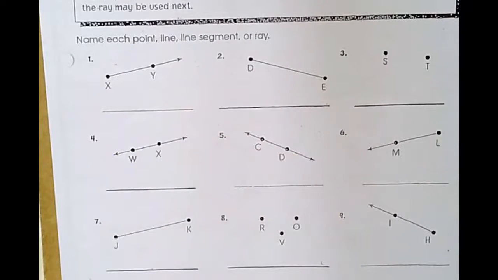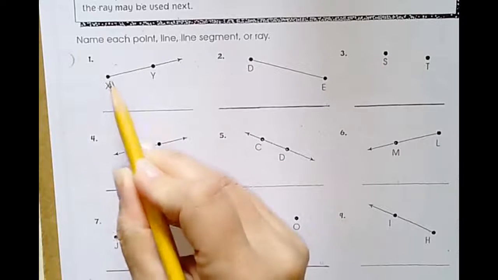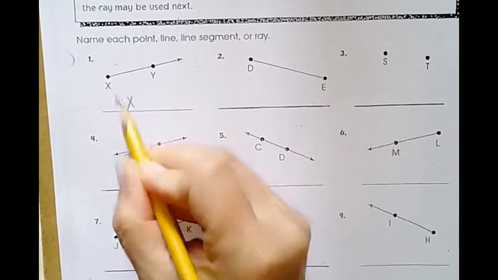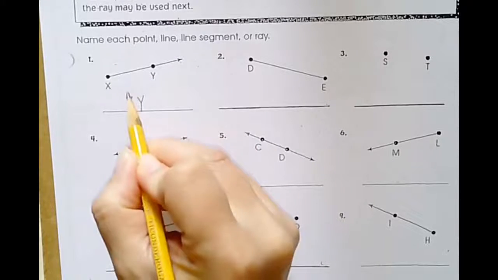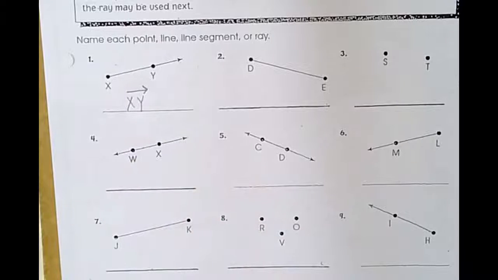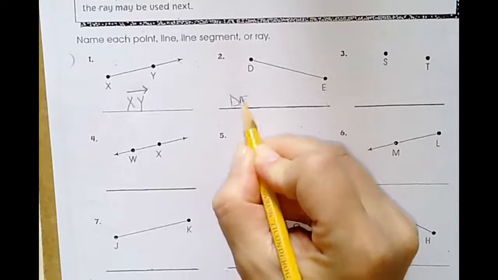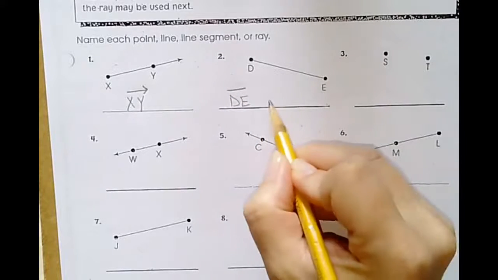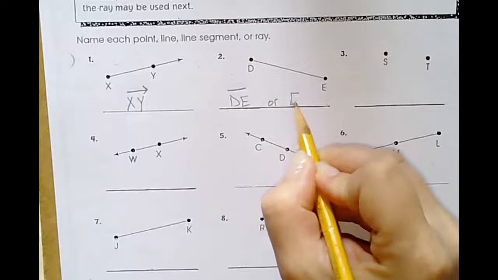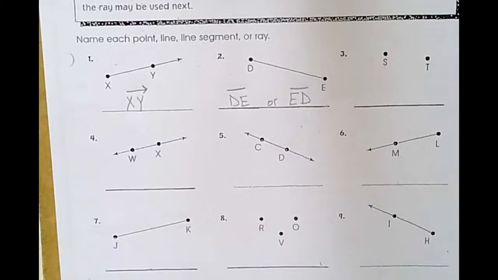So here we have a ray. Remember, a ray extends forever in one direction, and when we name a ray, we always start with the endpoint. It goes in the direction of Y, and we always put this notation on top. DE is the segment. We use the segment bar on top, or we could have gone with ED. It doesn't matter. It's just the segment that has E and D as its endpoints.